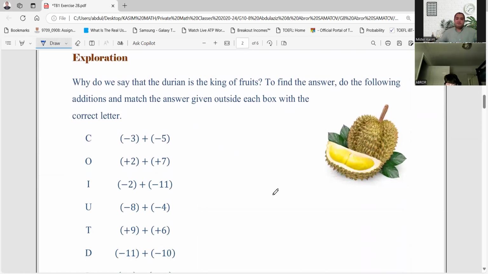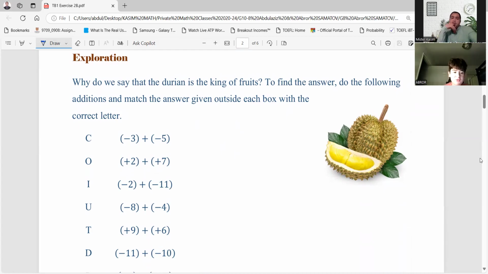Read it. Why do we say that the durian is the king of the fruit? To find the answer, do the following addition and match the answer, give the letter outside each box with the correct letter.